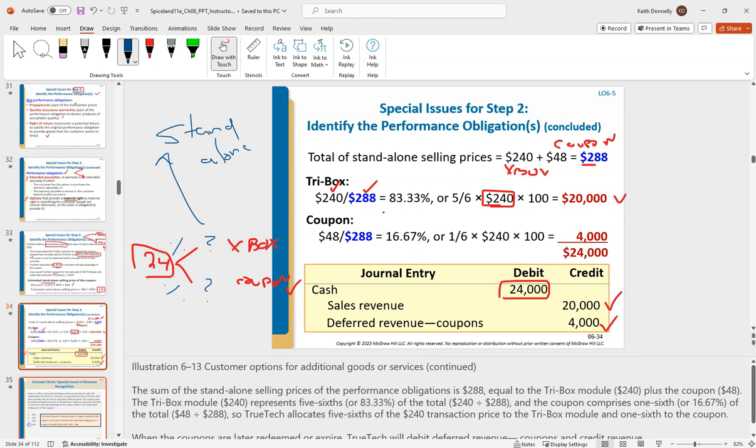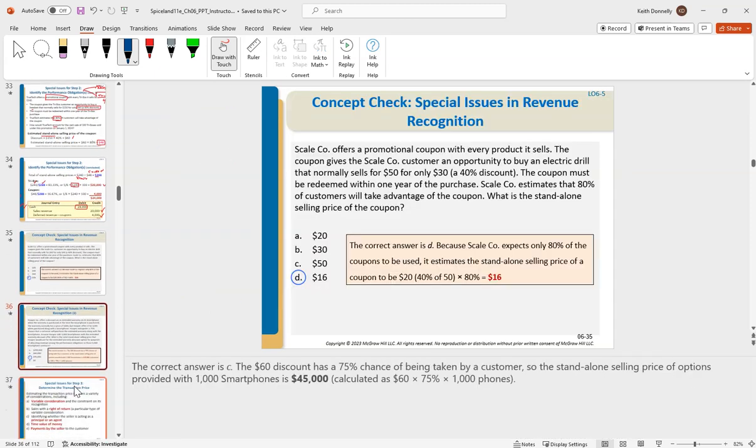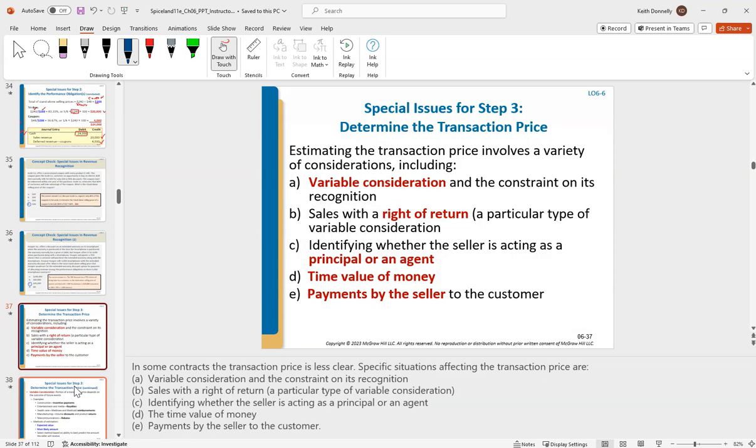There's a little bit more math involved on it. They got some MCQs. You can look at it. How does this work? If we're looking at step 3, what are the concerns or things we have to be aware of with the transaction price?